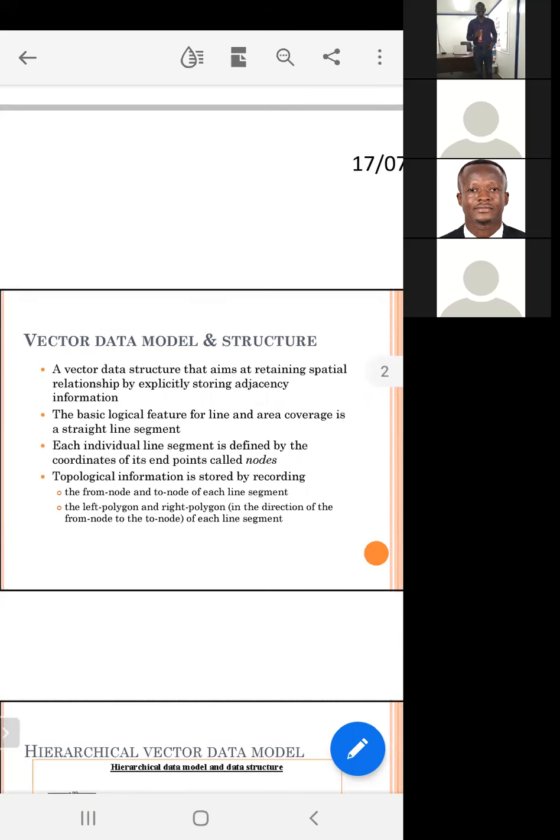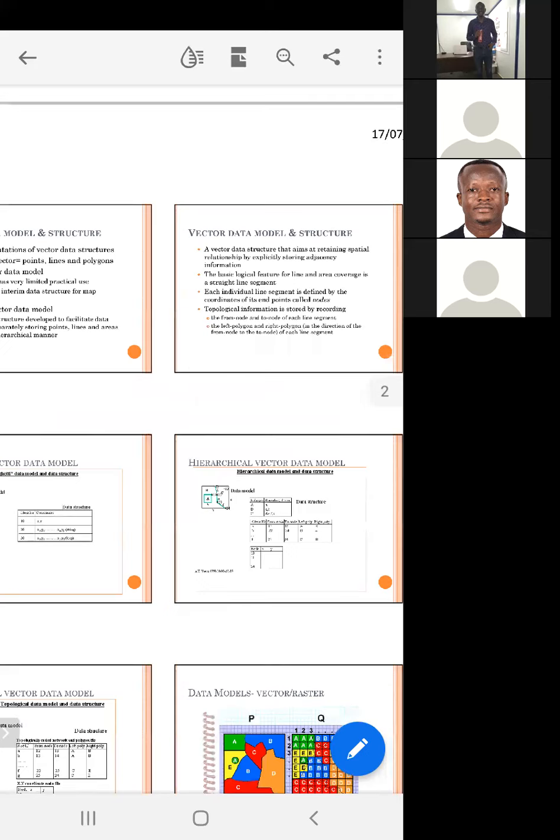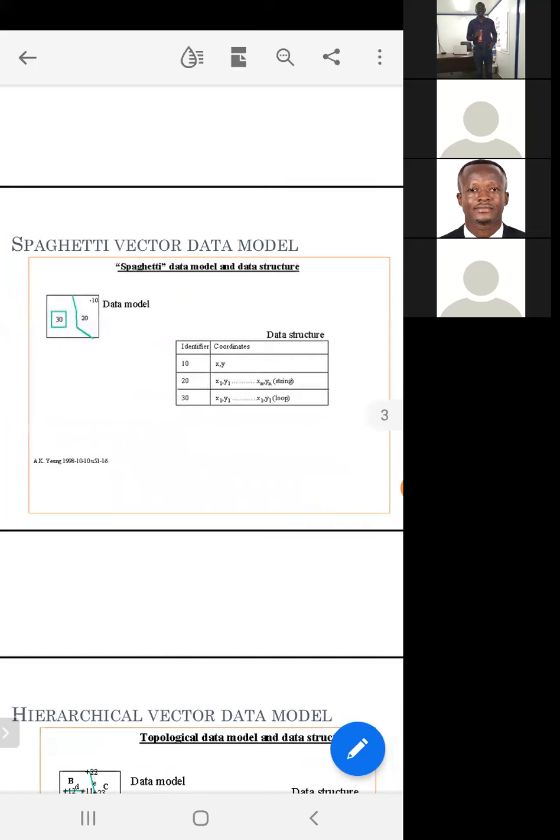I think we talked about the fact that nodes are the beginning and end points of a line in the vector data. And obviously, topological information is stored by looking from node to node, with left polygon and right polygon, to ascertain the direction. Remember that we talked about contiguity as one of the rules in topology. Let's move on. So the spaghetti vector data model, that's an example.